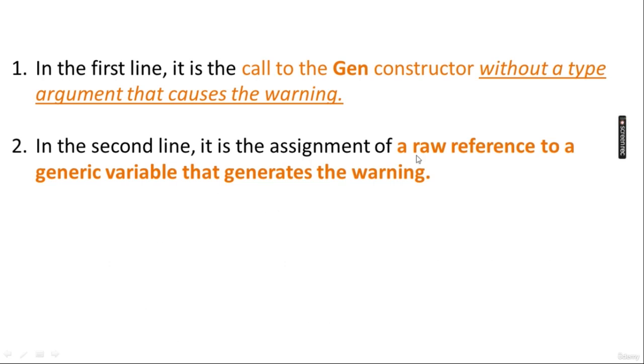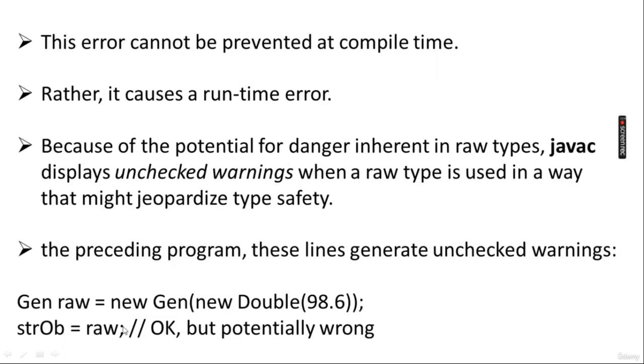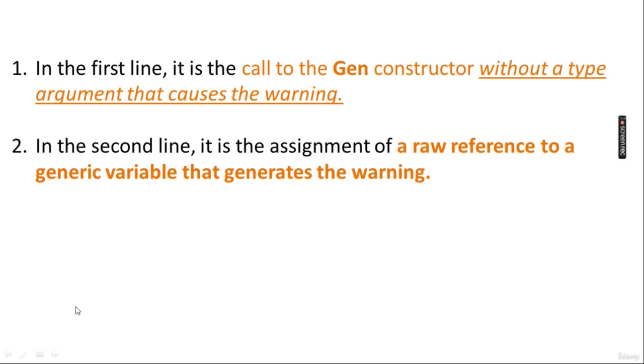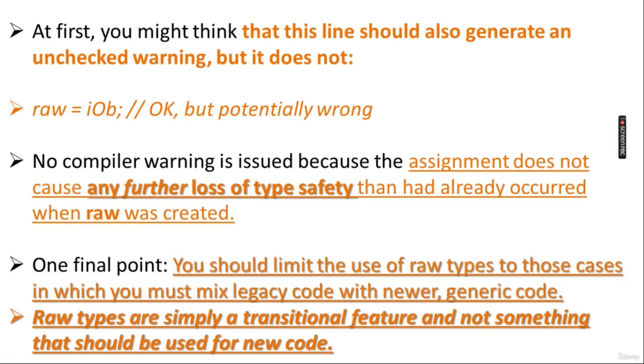And second, it is the assignment of a raw reference to a generic variable that will generate the warning. raw reference is non-generic, and strOb is generic. We are passing the raw reference to a generic object, and it is potentially wrong, so it will give you an unchecked warning. Okay, so by using this warning you can decide if you want to use the generic type or non-generic type, that is raw type.